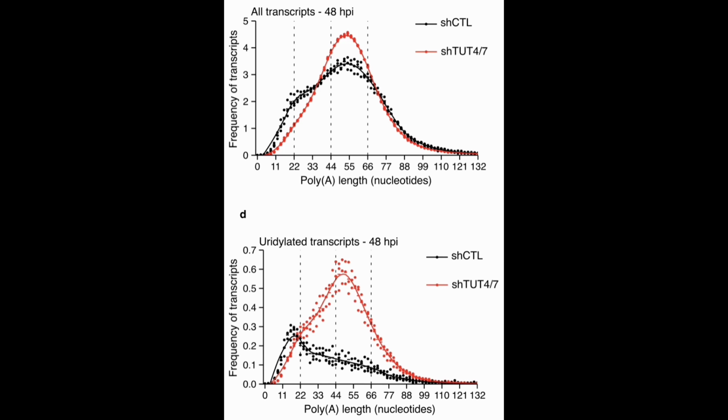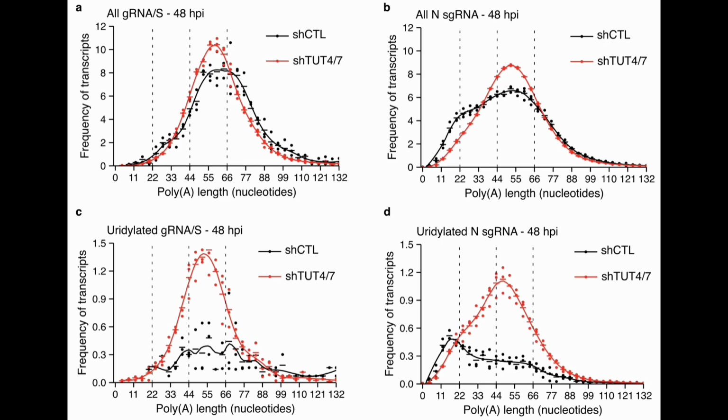Examining the different viral RNA species, we observed that polyA tail profiles of the subgenomic RNAs were significantly affected upon TUT depletion, but not those of the genomic RNA. We propose that TUT4 and TUT7 promote short-tail uridylation of subgenomic RNAs, leading to transcript decay, and the reduced viral load then impacts the virus replication capacity.